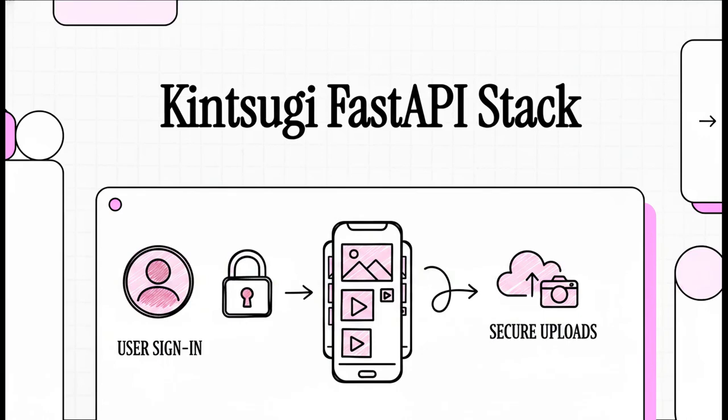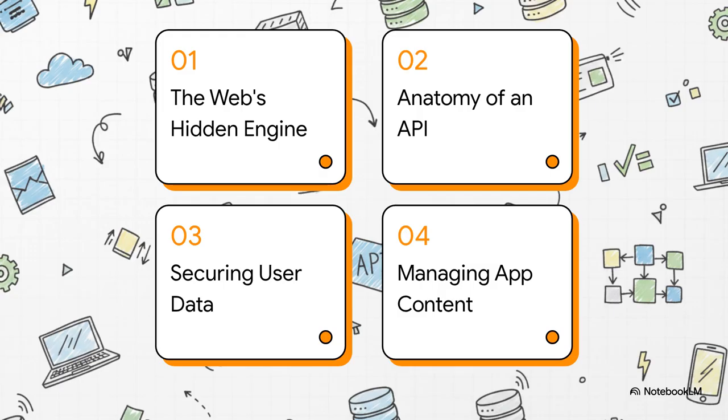Welcome to today's Explainer. Today, we're tearing down something pretty cool. We are looking at the Kintsugi FastAPI stack. Basically, this is a production-grade, full-stack media sharing app, and it's built to mimic the glory days of early Instagram. We're going to go straight under the hood to see exactly how it handles things like auth, feeds, and secure media uploads.